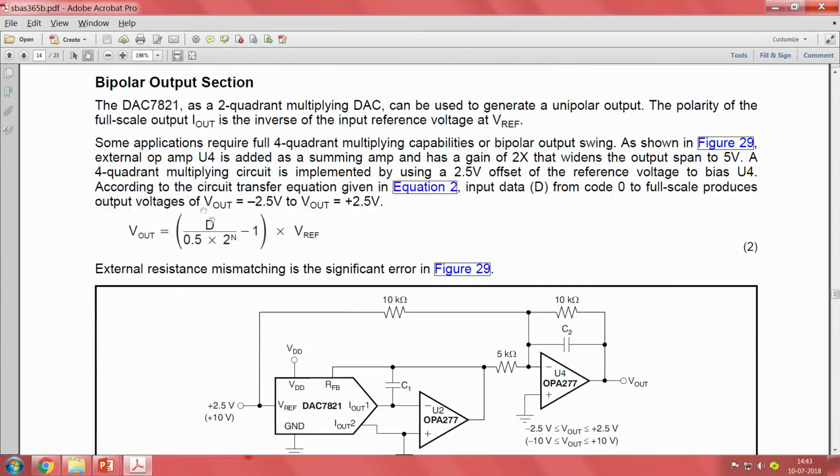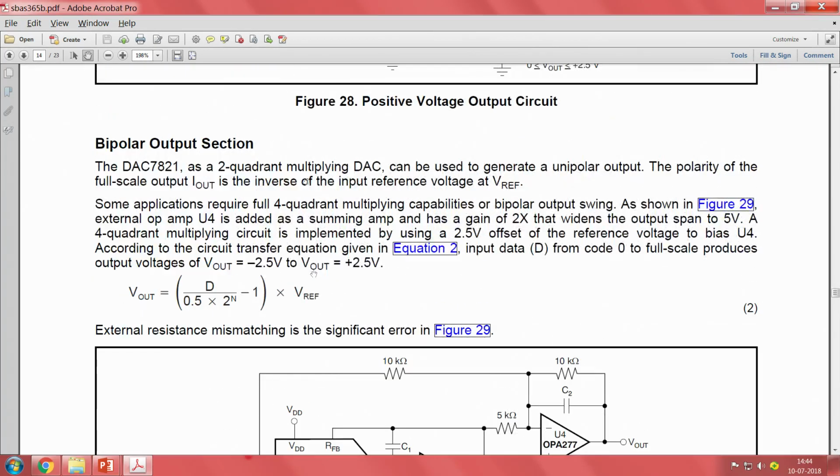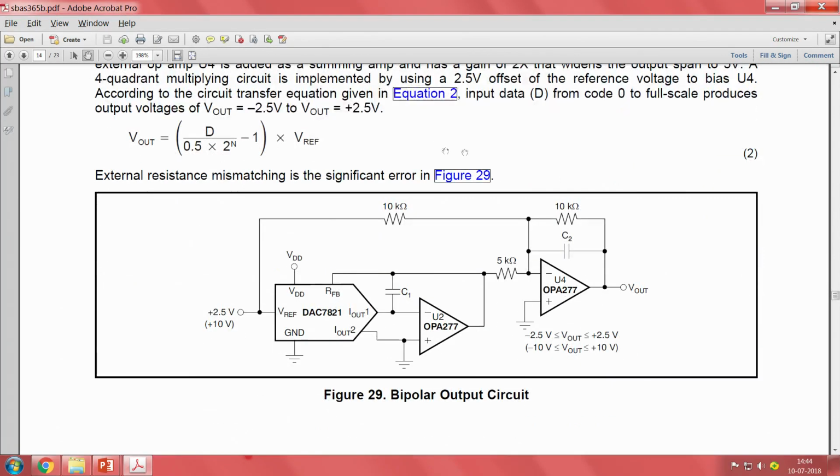Then bipolar output selection, that is when you want to have a bipolar output, like plus or minus. See here, the full scale produces output voltages of V out equal to minus 2.5 volt to plus 2.5 volt. Ideally by default we would see only voltage from 0 to 5 volt or 0 to 15 volt, but now if you want to have a bipolar output, that also you can do with this circuit that they have shown.